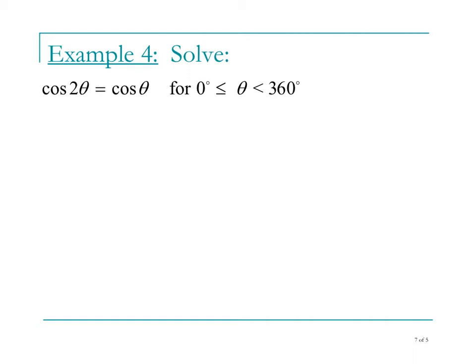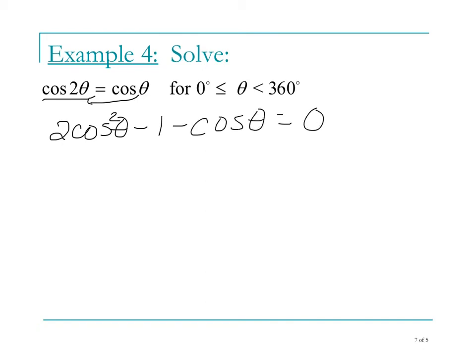This problem, I can't do it just like problem 3 because I have this angle and I have that angle. So I need to make sure it's all cosine of theta. So I'm going to expand this out, and that's going to be 2 cosine squared theta minus 1. I'll move that cosine to the other side, so it's minus cosine theta, and that equals 0. I'm just going to put it in an order that you can see it better. So it's 2 cosine squared theta minus cosine theta minus 1 equals 0.